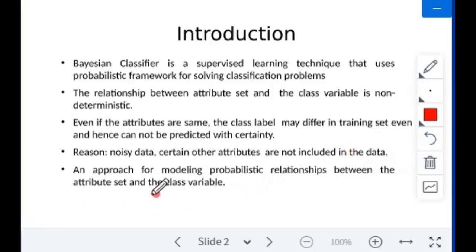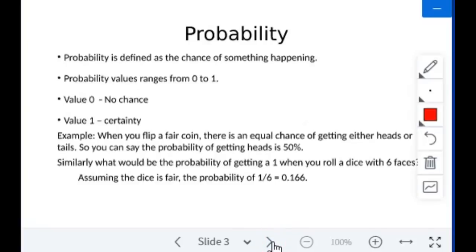Bayesian classifier is an approach for modeling the probabilistic relationship between the attribute set and the class variable. We'll see in detail. It is based on the theorem called Bayes theorem that we will be discussing in detail. Before moving to Bayes theorem, let us have a simple introduction about probability.